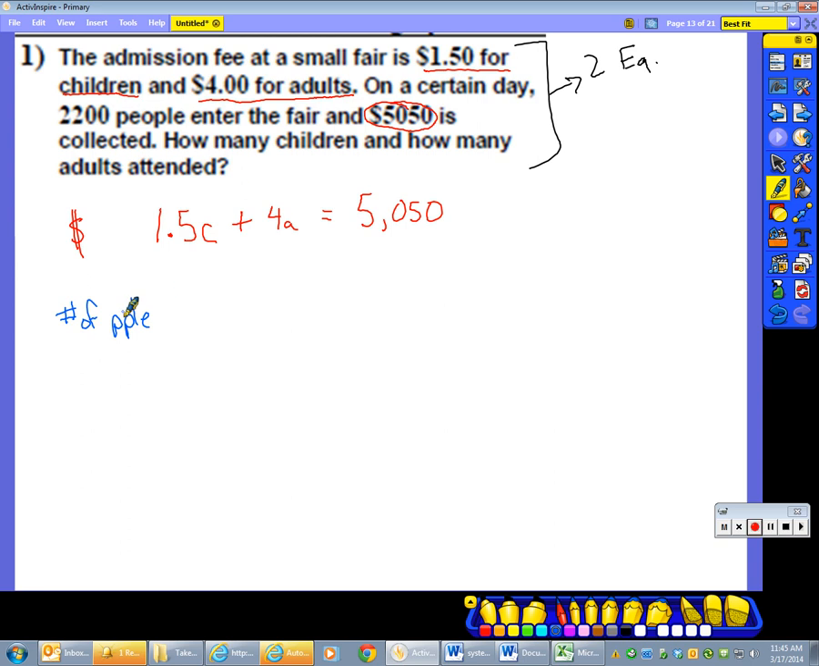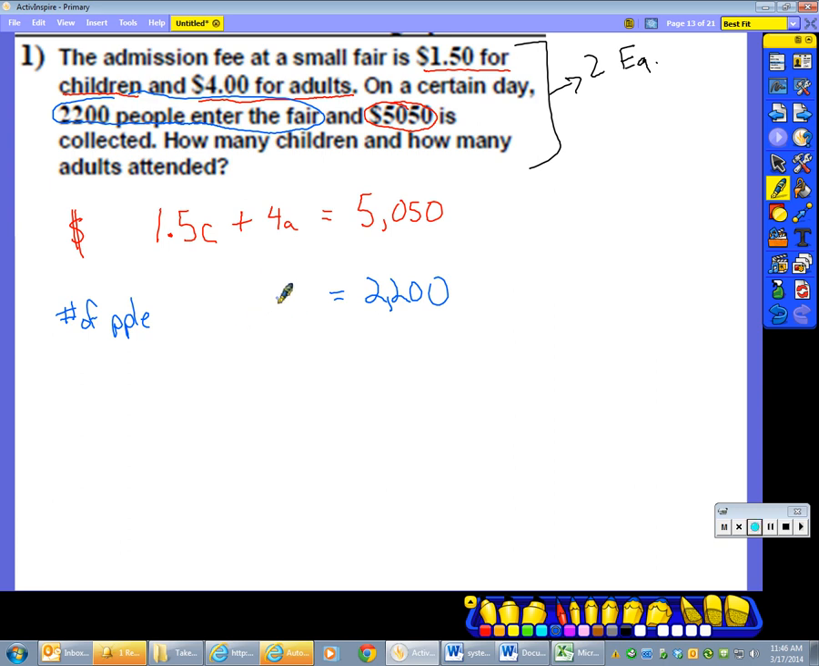So now let's look at the information that talks about number of people. The only thing I'm reading here is on a certain day, 2,200 people entered the fair. So I know that it's going to result in 2,200 people are there. So then you're like, well, how do I know what to put over here?